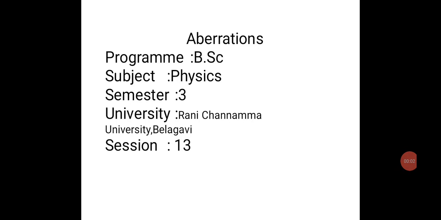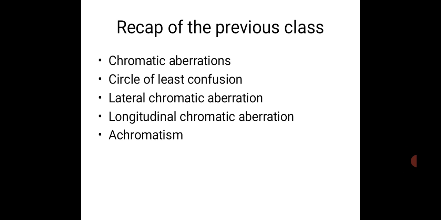Dear students, now we are discussing session number 13 for the aberration chapter of BSc program 3rd semester physics of Rani Chennamma University. Let us have the recap of the previous class where we have studied what is chromatic aberration, circle of least confusion, lateral and longitudinal chromatic aberration, and the process of removal of chromatic aberration as achromatism.